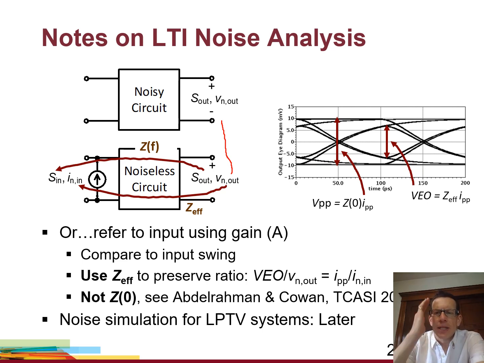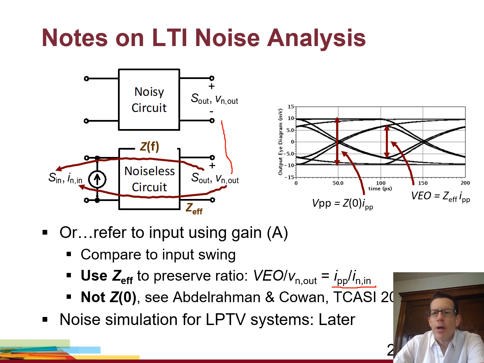So again, let's think about why we're doing this. We're doing this to calculate bit error rate. I've shown an eye diagram here with some ISI. At the output, we're going to compare this vertical eye opening to the output noise to find the bit error rate. Now, if we want to do bit error rate analysis at the input, we're going to compare the noise to the peak-to-peak input.